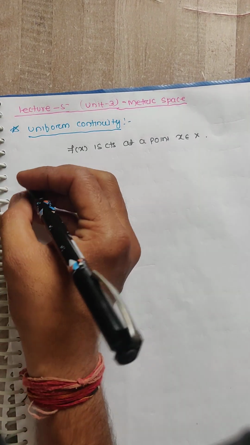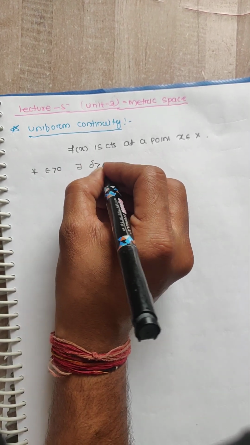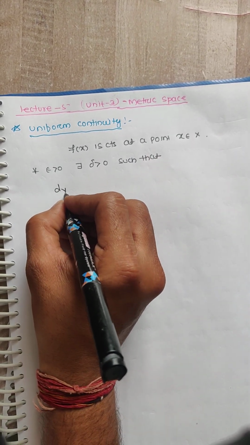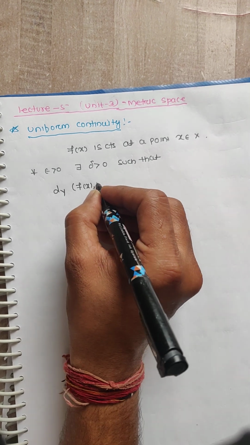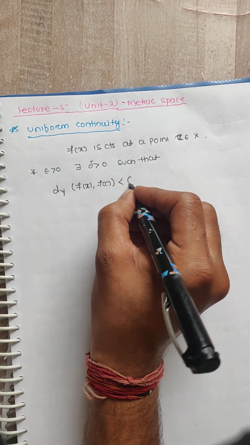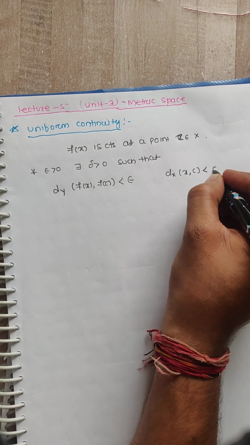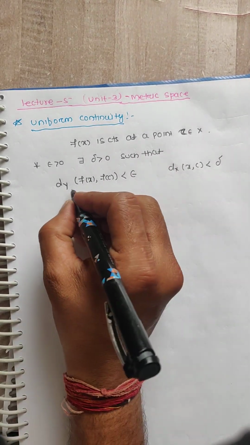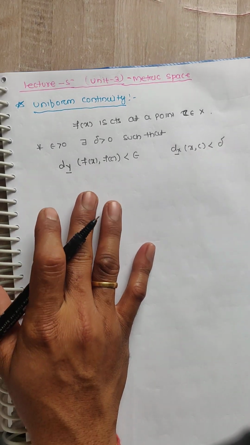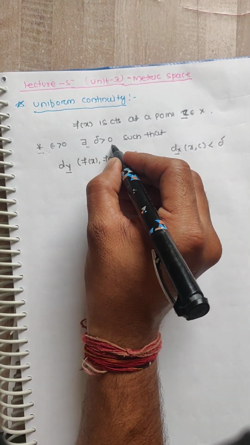We say that for a given epsilon greater than 0 there exists a delta greater than 0 such that the distance between f(x) and f(c) is less than epsilon whenever the distance between x and c is less than delta. This distance is in the Y metric space and this distance is in the X metric space. So for a given epsilon there exists a delta greater than 0.